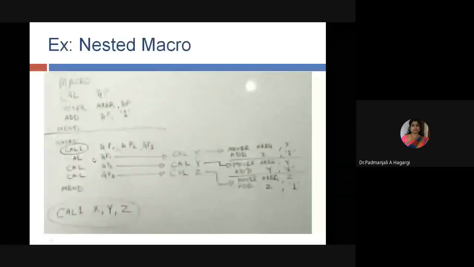Why did this story come here? Because in the line structure, it goes only for pass 1 and pass 2. Because of this nested macro, it takes more than two passes. Are you getting it? It takes more than two passes. That is what I have done in this slide.